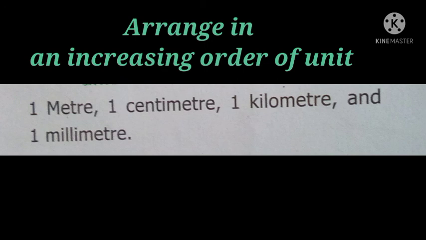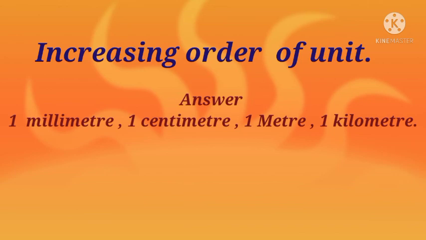Okay, the question is 1 meter, 1 centimeter, 1 kilometer and 1 millimeter. What has to be done? It has to be arranged in the increasing order of unit. How will you arrange it in an increasing order? First one is millimeter, and then you have to put 1 centimeter, and then after centimeter you have 1 meter, and then after meter it's 1 kilometer. So 1 kilometer is the highest one. So the increasing order of unit is 1 millimeter, 1 centimeter, 1 meter and 1 kilometer.